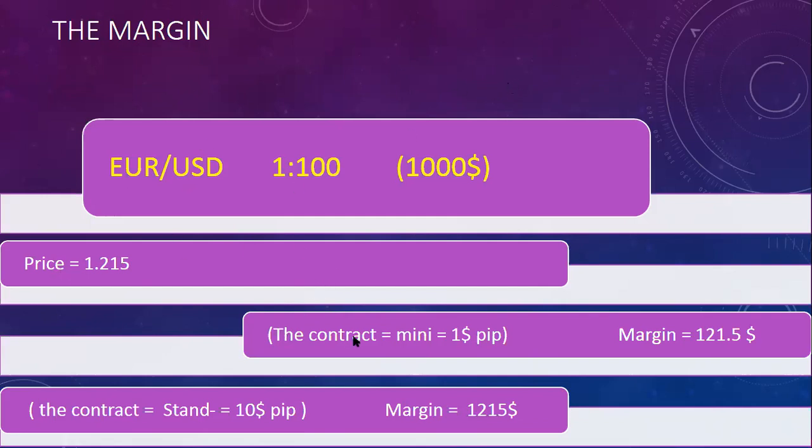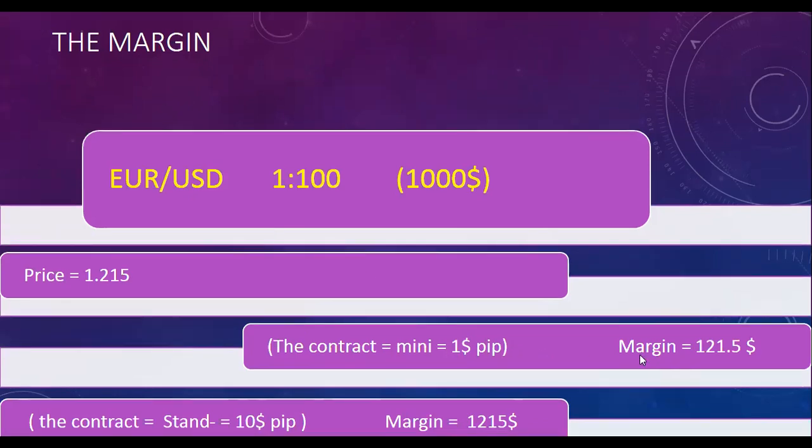I choose the contract as a mini. I open a mini contract. It doesn't matter, sell or buy. I just open a mini contract. What does a mini contract mean? $1 per pip. So the company will take from me a margin of $121.50.